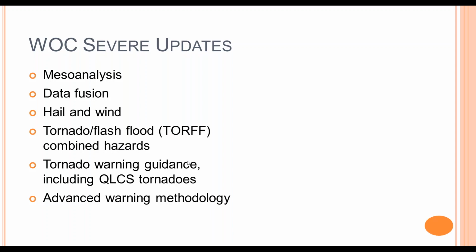We hear a lot that people want to talk more about how to warn for QLCS tornadoes. So this is going to be one place where we start to address that, more in the box drawing area and the warning decision area. How do we get that warning out? What's the most efficient, practical, and clearly communicated way to do it? We're going to get into that here.